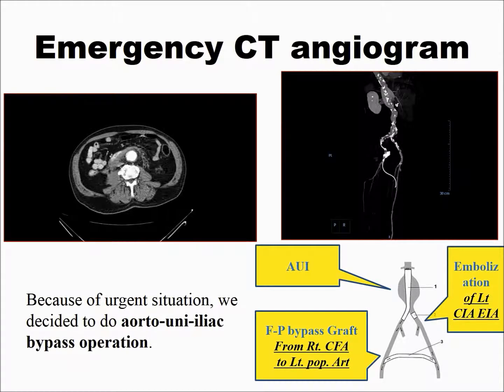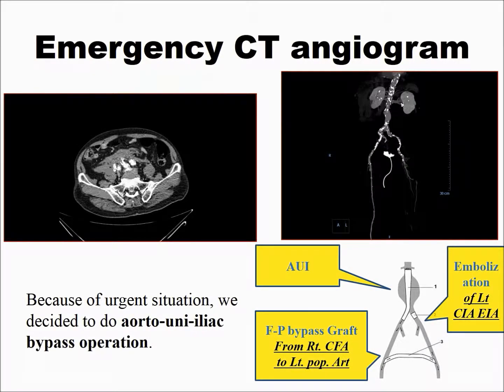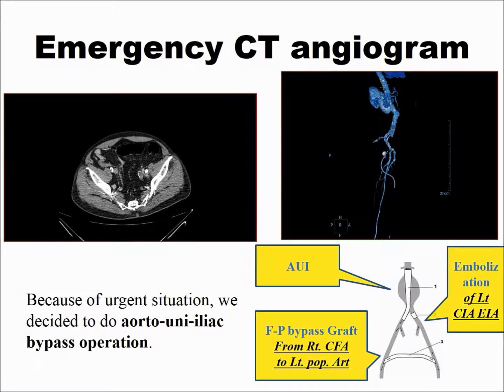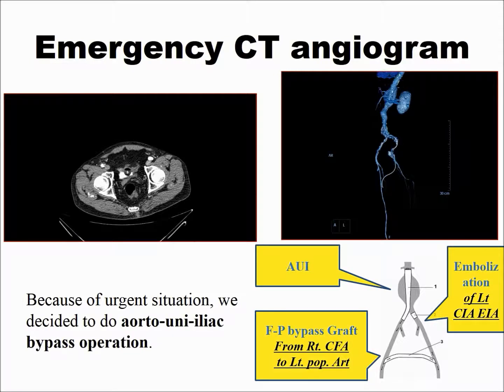This is an emergency CT angiogram. There was a contained rupture at the iliac bifurcation site. Because of urgency, I decided to do an aorto-uni-iliac bypass operation to seal up the iliac bifurcation rupture site, and if possible, to remove the fractured Ansel sheath, which would be a sort of medical issue.